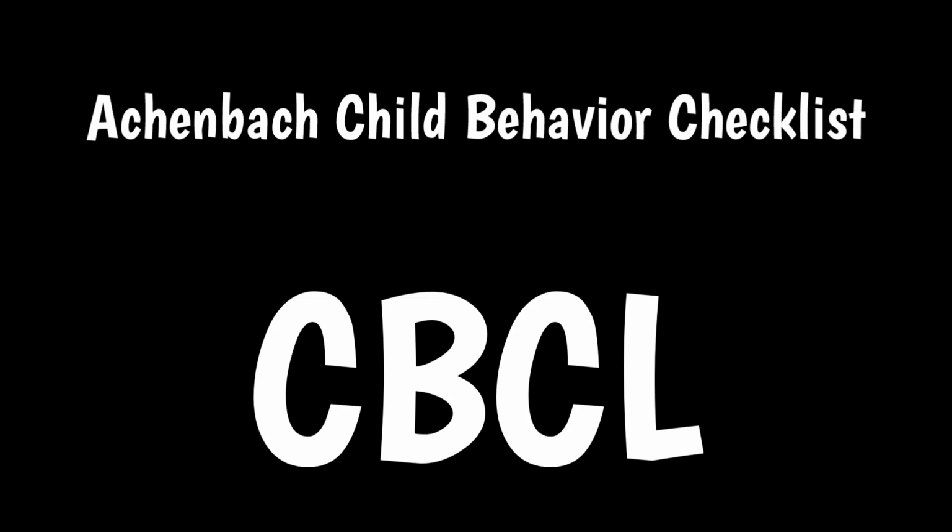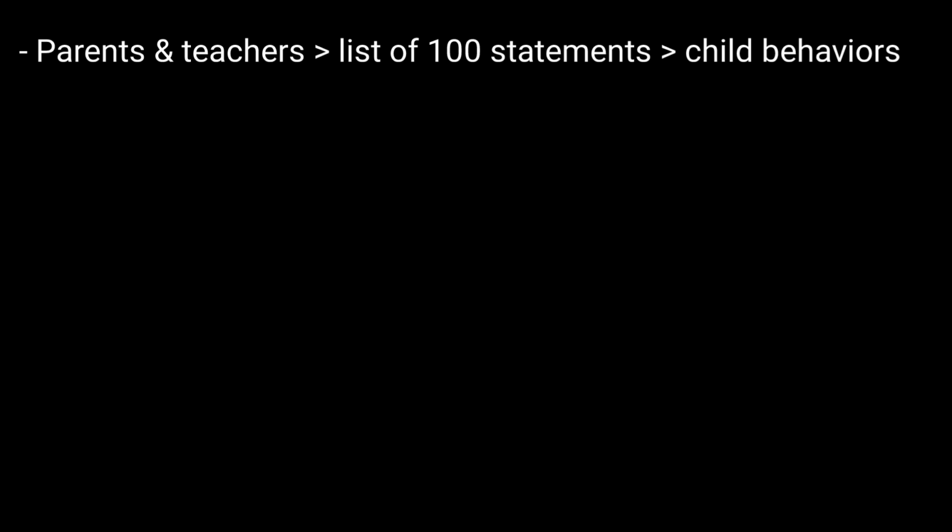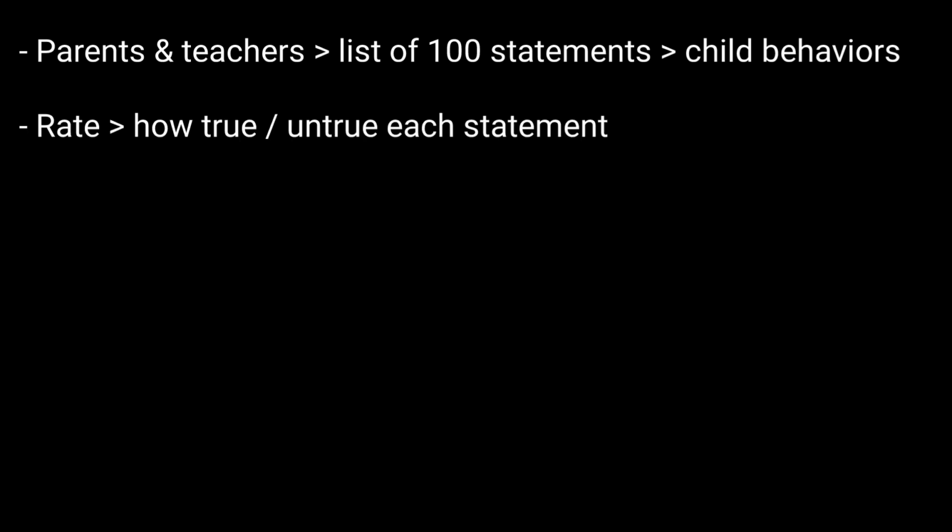Achenbach Child Behavior Checklist, or simply called CBCL. First of all, CBCL measures emotional, behavioral, and social development and abilities. Now, how does it work? In short, parents and teachers basically get a list of about 100 statements that describe child behaviors. They then rate how true or untrue each statement is for the child being evaluated.